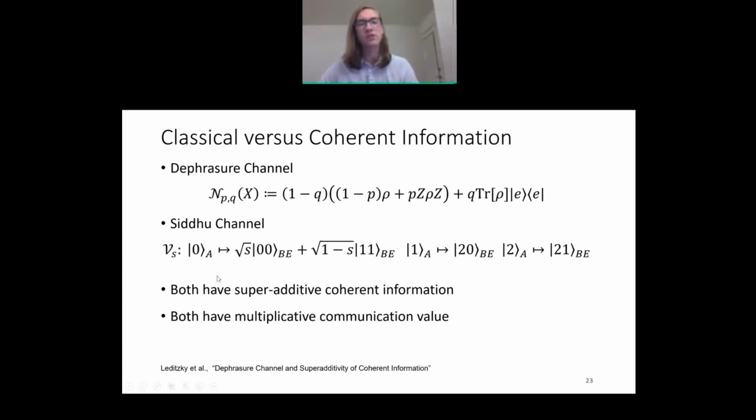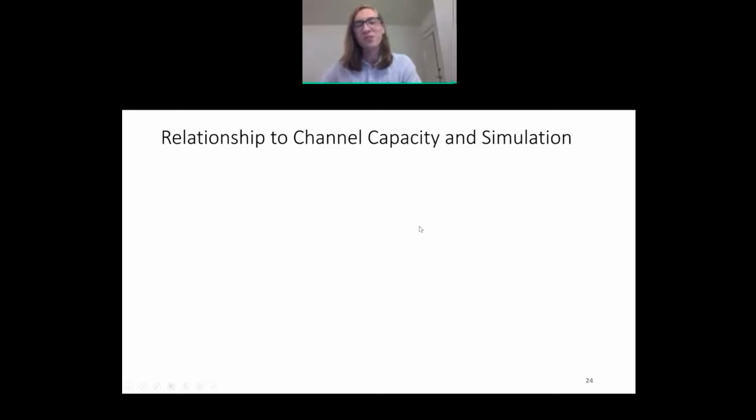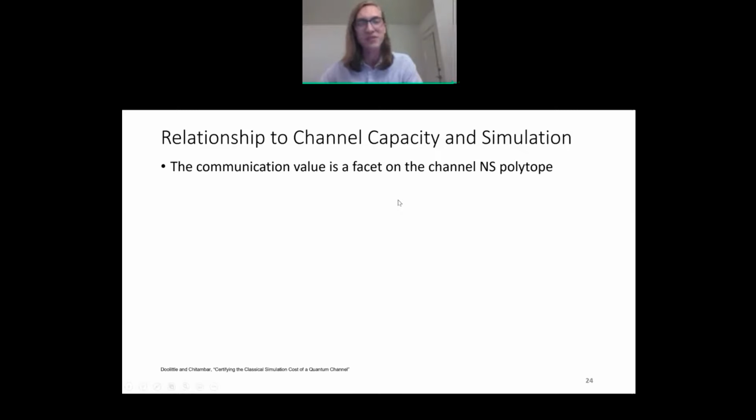So there's this clear separation between classical and coherent information if we view the communication value directly in terms of classical information, which it seems like we should from the motivation. Lastly, we want to consider the relationship between channel capacity and simulation, because I said we were going to do that. Another reason it's very interesting is that part of the motivation for this was that the communication value is in fact a facet on the channel non-signaling polytope.